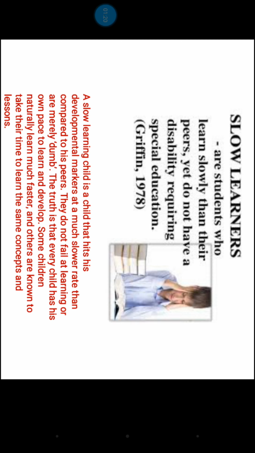A slow learning child is a child who is backward in his development. So we can say that a slow learner is a child whose development is slow as compared to his or her peer group. We cannot assume that they are merely dumb, that they do not understand anything.